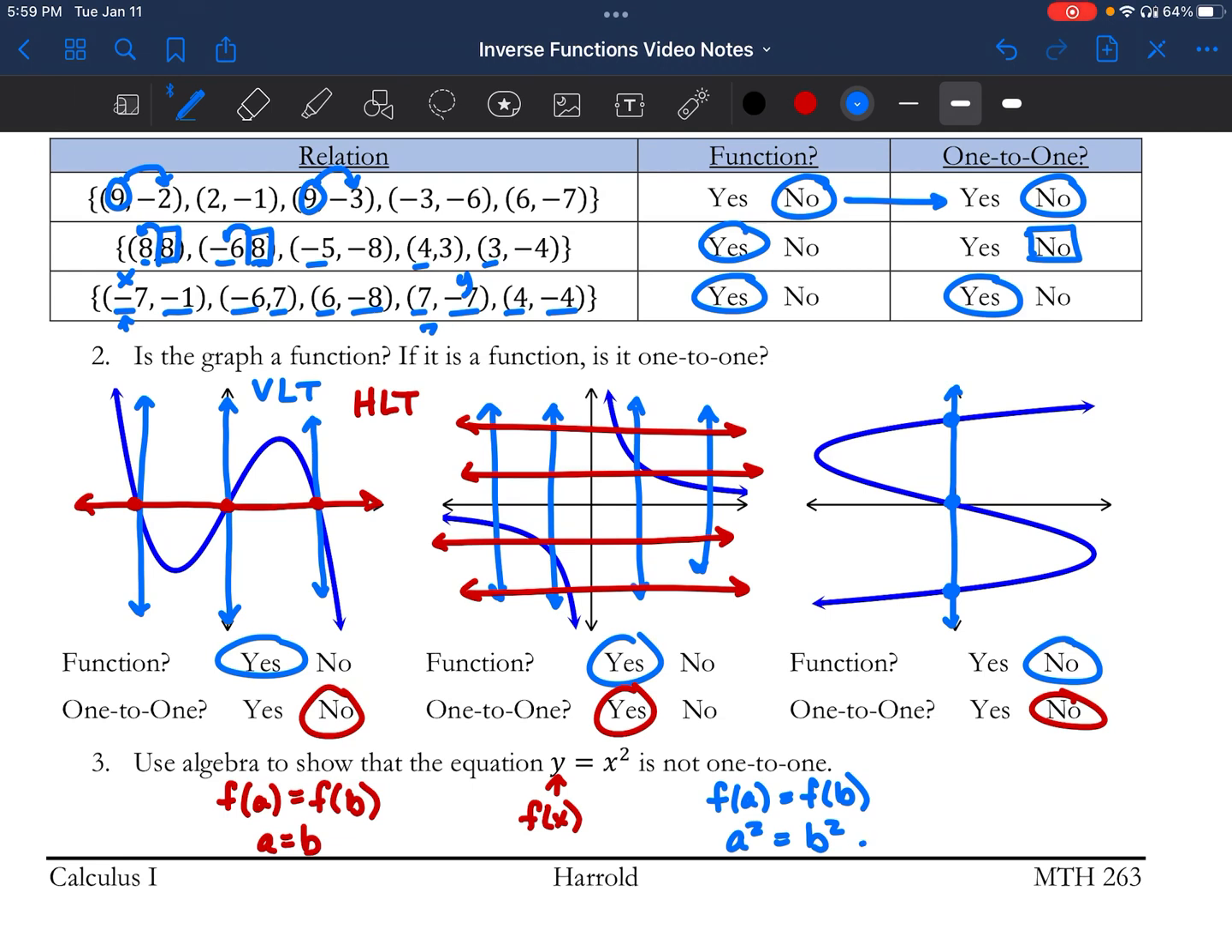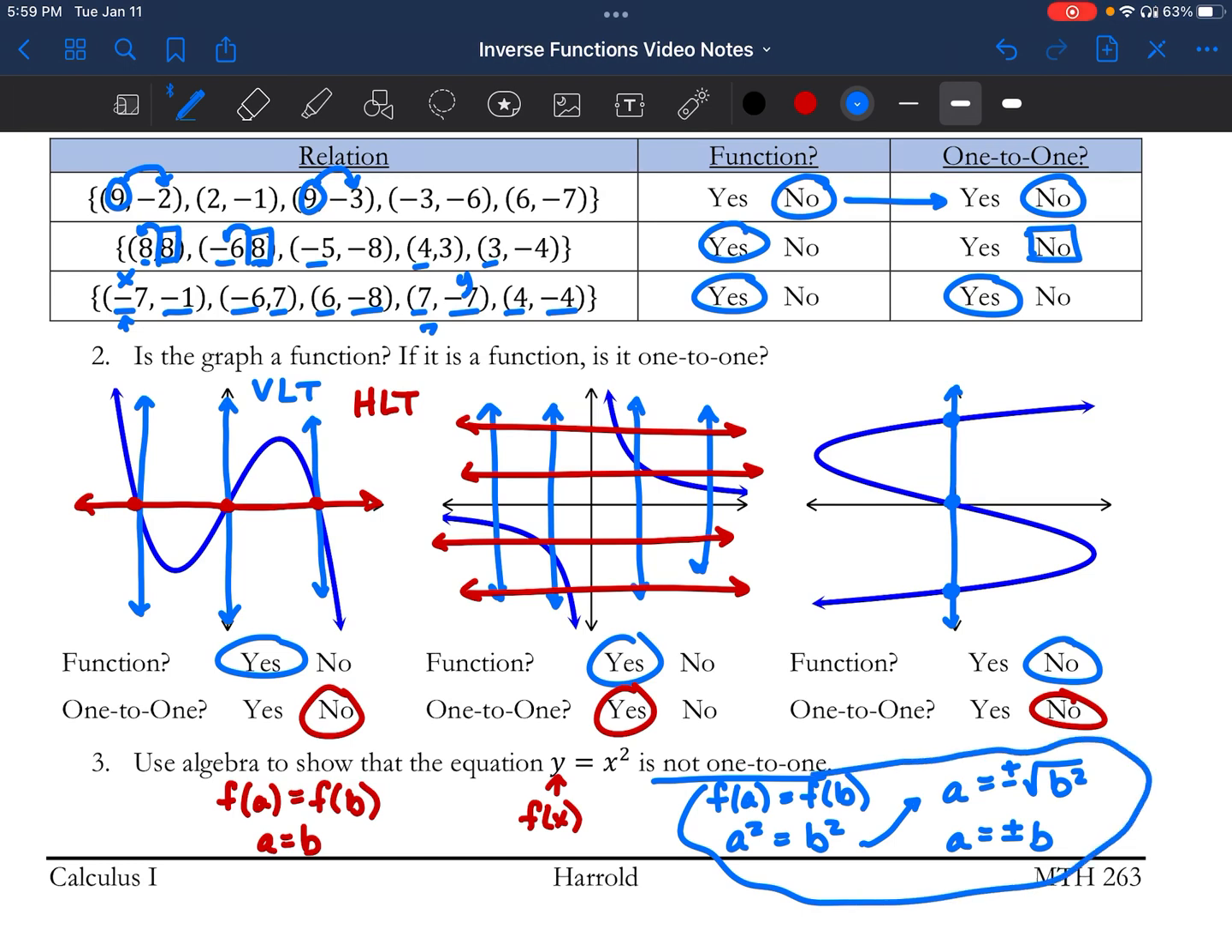And the way that we solve for a is that we take the square root. So I'm going to take the square root of a squared, and it's going to give me the square root of b squared. And I need to remember plus or minus. Well, the square root and the squared will cancel, so I'll get a equals plus or minus b. Now, if this were one-to-one, I would just get a equals b. Well, in this case, it says a equals positive b or a equals negative b. So I know at this point that it is not one-to-one, and I have the algebra right here to prove it.